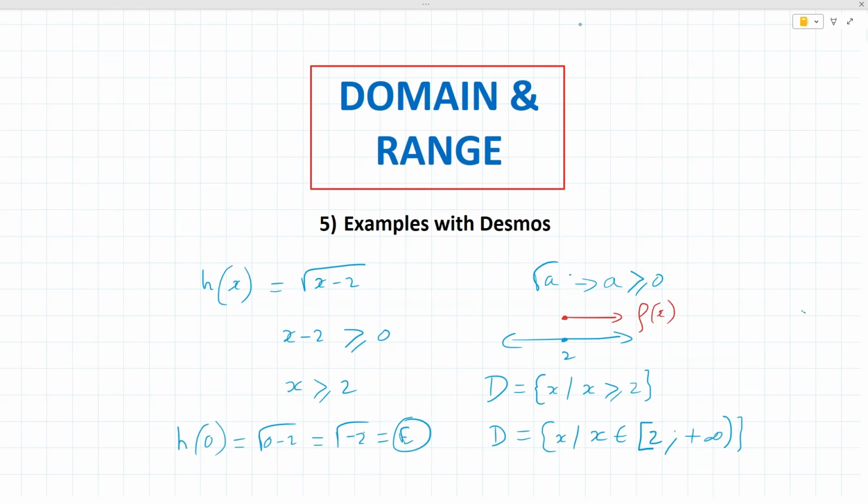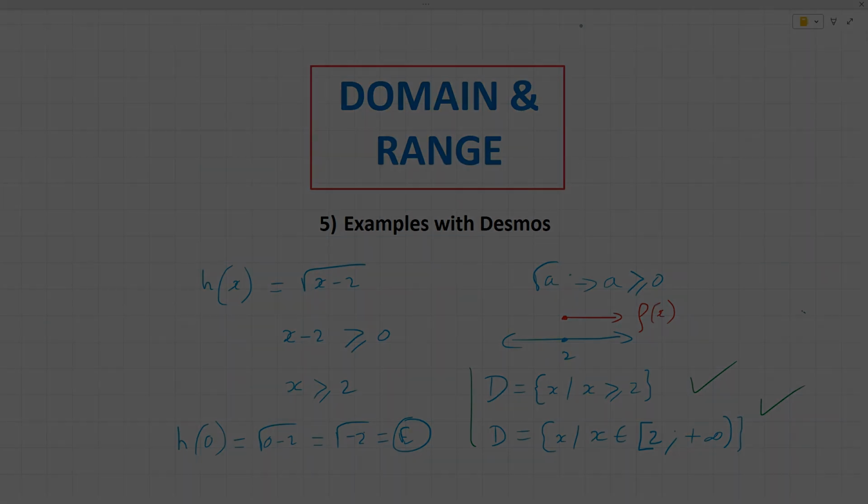These two statements are exactly the same. So whether you write the domain the first way or the second way, you've successfully written your domain and said that it's any number above 2, and that's absolutely great, including the value 2.